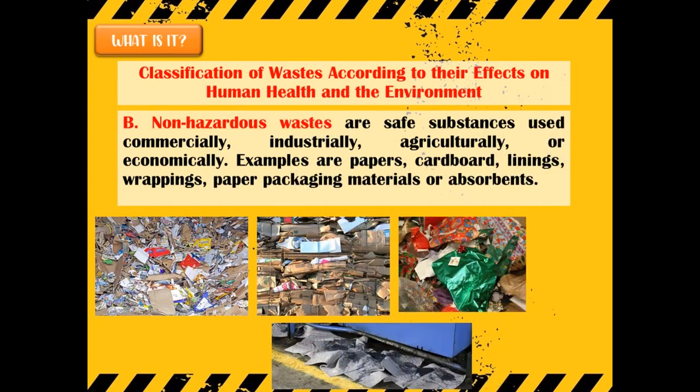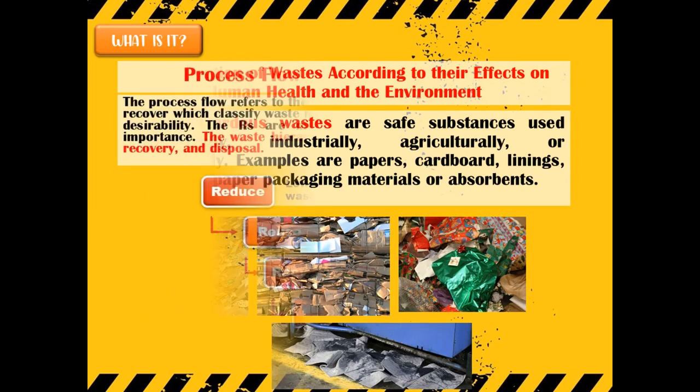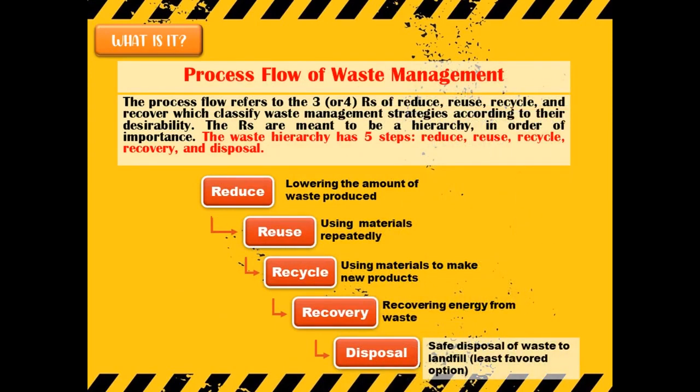Next is non-hazardous waste. These are safe substances used commercially, industrially, agriculturally, or economically. Examples are papers, cardboards, linings, wrappings, paper packaging materials, or absorbents. Usually, the non-hazardous wastes are recyclable. The process flow of waste management. The process flow refers to the 3 or 4 R's of reduce, reuse, recycle, and recover, which classify waste management strategies according to their desirability.